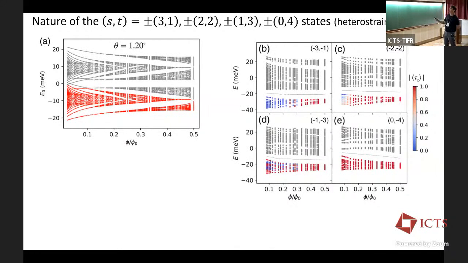And in this particular case, because it's strained, the nature of this state is the so-called incommensurate Kekulé spiral. All right. Similarly, at -2, -2, at low magnetic field, we acquire intervalley coherence, same at -1 and -3. But at 0, -4, we never acquire the intervalley coherence. It simply stays valley polarized. Well, the valley and spin are good quantum numbers at 0, -4.